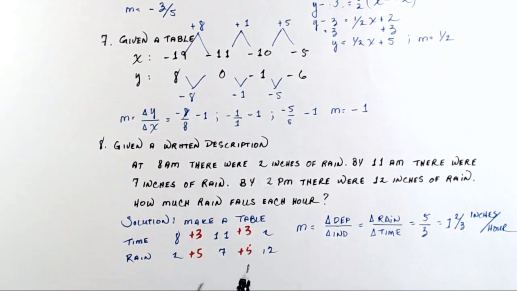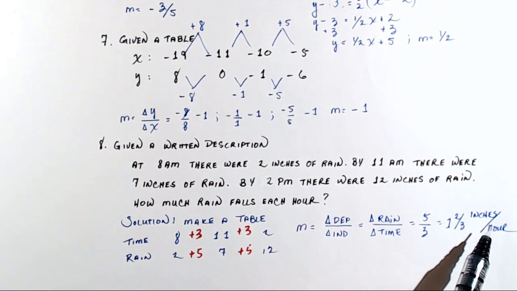Okay, so I listed out time and rain. So that would be time 8, 11, and 2. But remember, these are times. These are 8 o'clock, 11 o'clock, and 2 p.m. So the change in each is plus 3 hours. And then rain, you've got 2 inches, 7 inches, 12 inches. So it's going up by 5 inches. And then we take the change in the dependent variable, that would be rain, over the change in the independent variable, that would be time, and we find that the ratio is constant at 5/3, which is 1 2/3 inches of rain per hour.